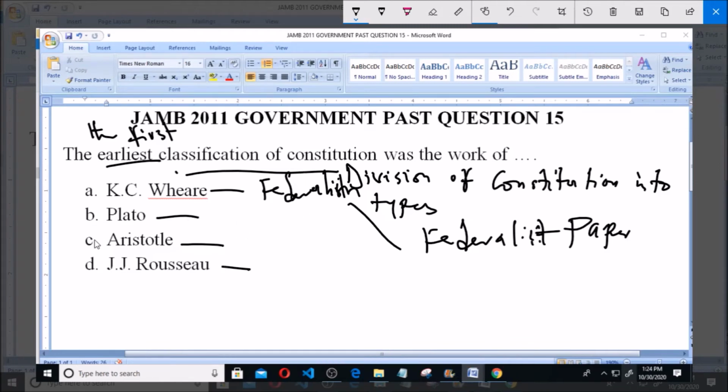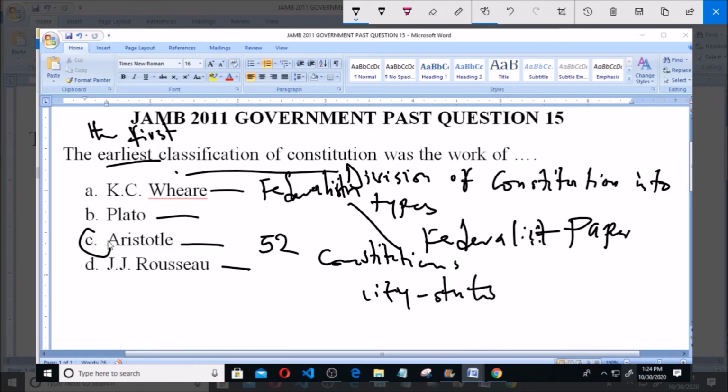So the first person that classified constitution, that we are told in history, is Aristotle, who studied 52 constitutions of different city states. So Aristotle was the one who classified constitution, it was the earliest handiwork of Aristotle. So option C is correct.